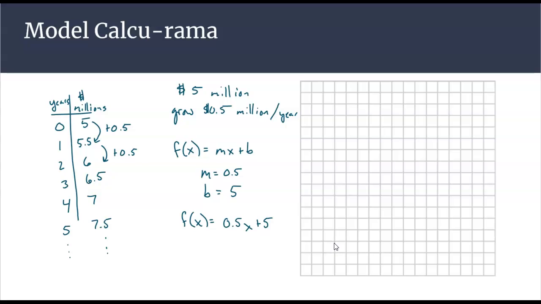Now we could graph this by hand, but you know what other tool we have that's really handy is Desmos. So you can go over to Desmos, type this in, and just look at what equation comes out, what the graph looks like, and it ends up looking like a straight line. So Desmos is a really handy tool when we don't want to graph by hand.